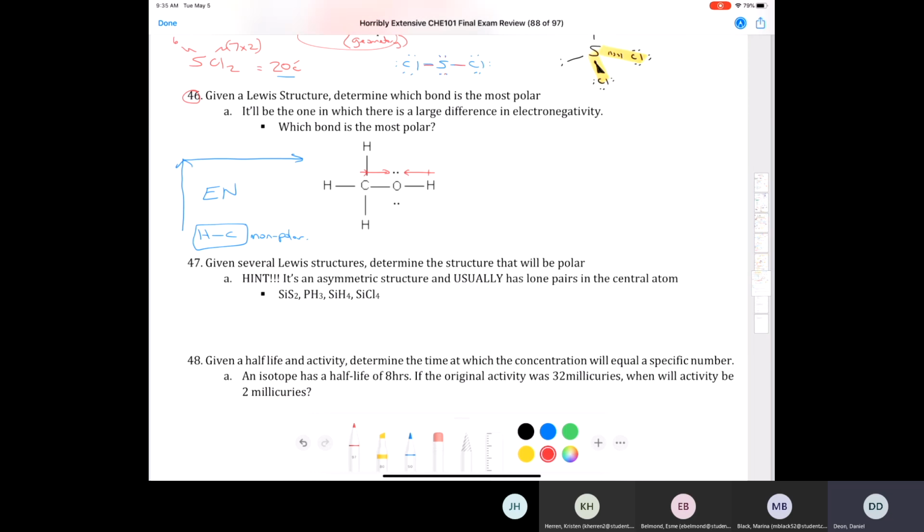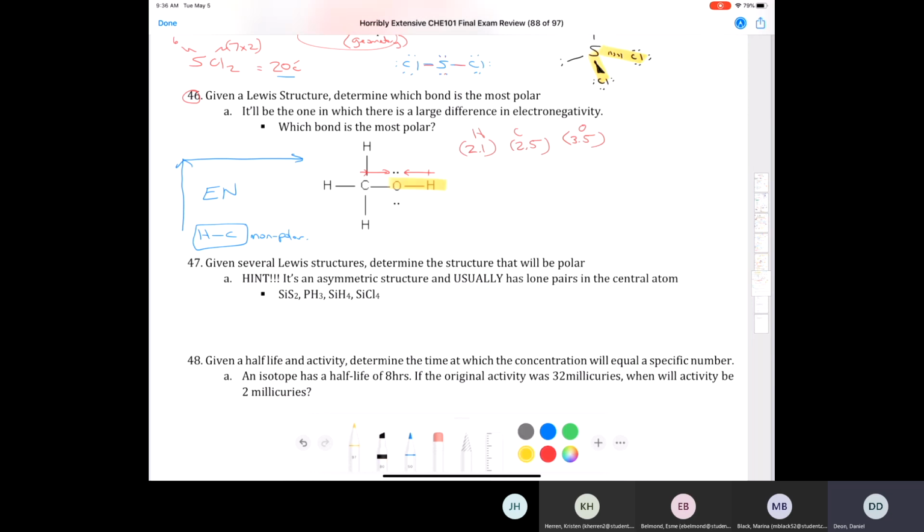But if I compare the electronegativities, I have these memorized. Hydrogen has an electronegativity of 2.1 and carbon's is 2.5. Oxygen is 3.5. Therefore, the difference in electronegativity will be greatest for the oxygen-hydrogen bond. This is going to be the most polar bond.